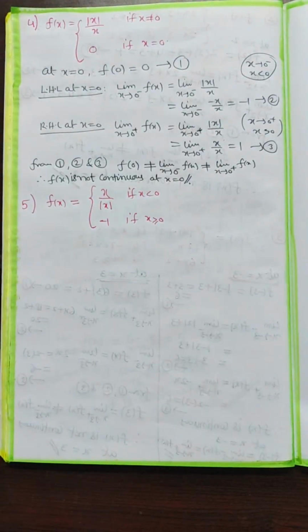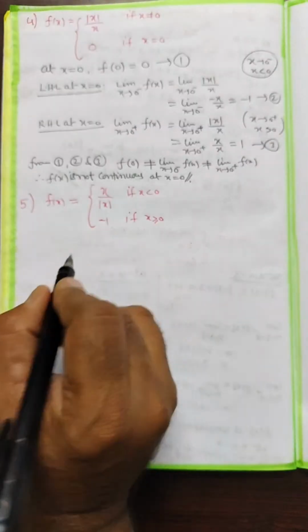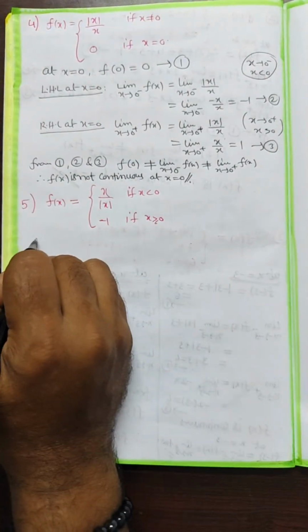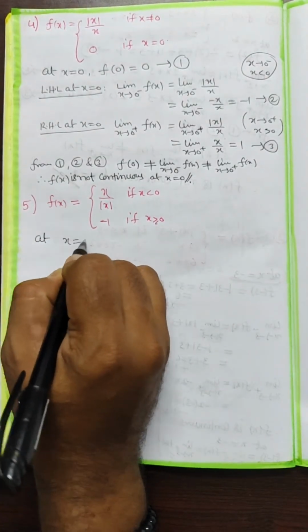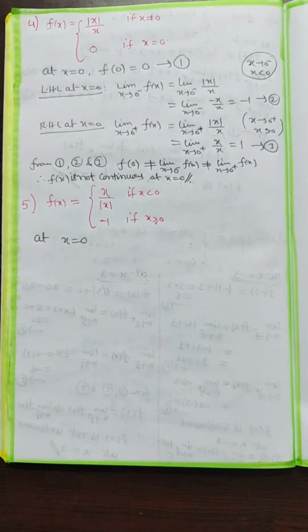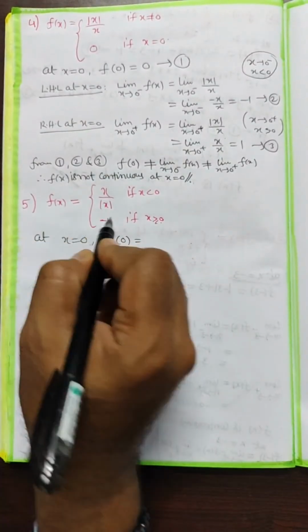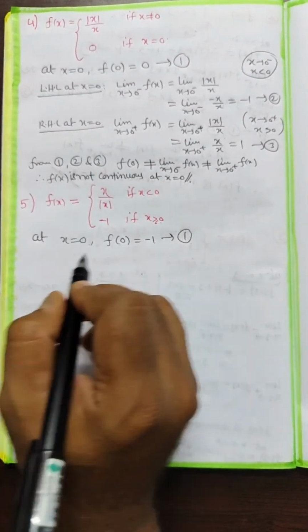Okay, dear students. This is a similar way we can do it. No points of discontinuity. The similar way we can do at x is equal to 0. Here, greater than 0, less than 0 and equal to 0 are given. At x is equal to 0, f of 0, substitute this value, is equal to minus 1. Keep it as equation number 1.